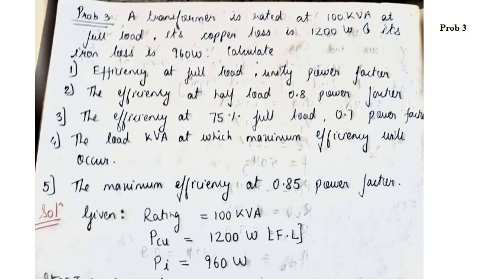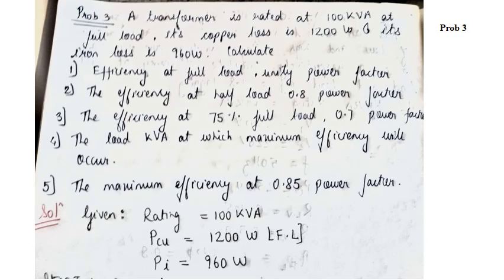Coming to the last numerical on transformer, let us see what all is given. Always try to write the given data first so that it is easy for you to solve the numerical. So a transformer is rated at 100 kVA, that means the rating is 100 kVA at full load. Its copper losses at full load are 1200 watts and iron losses are 960 watts. Now what all do we need to calculate?